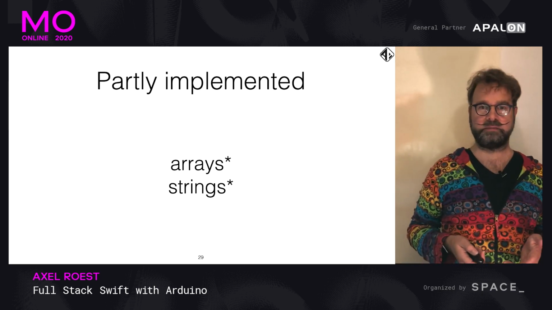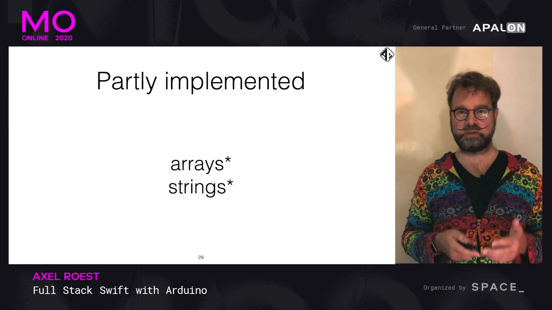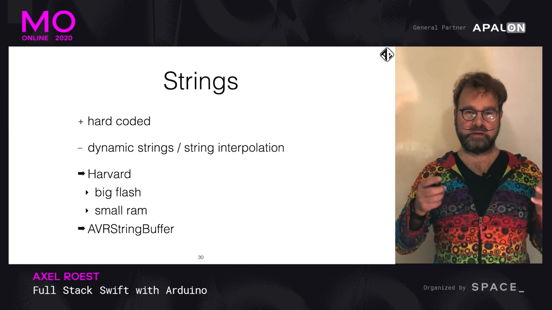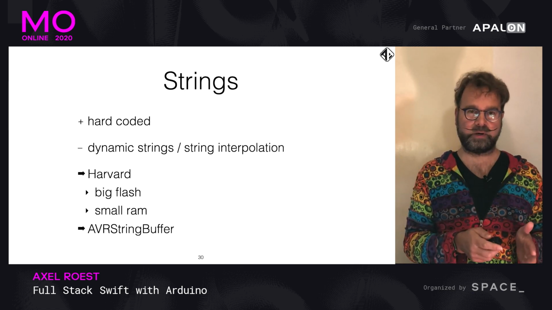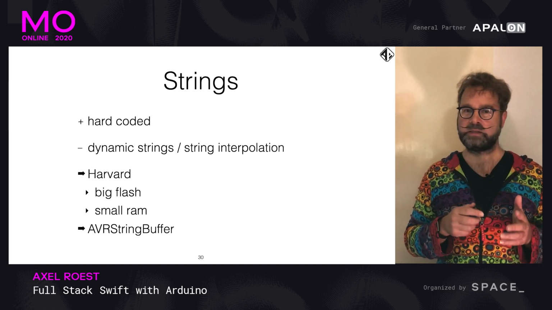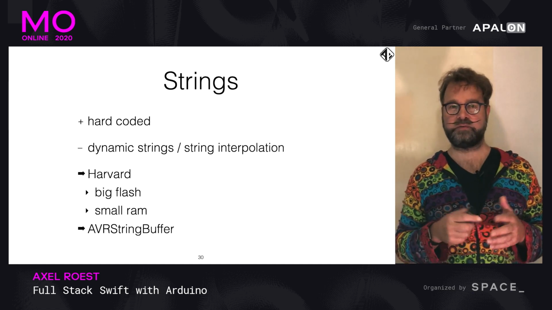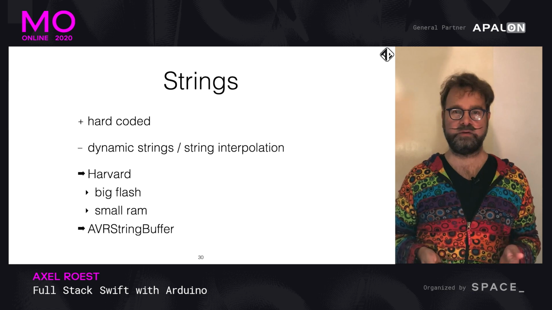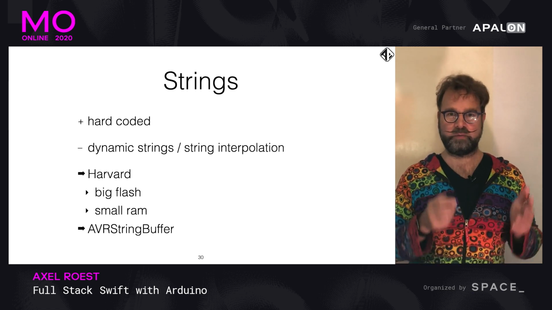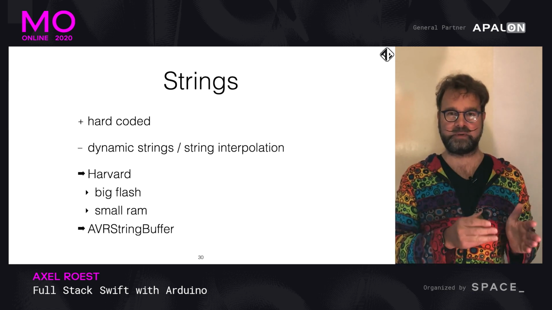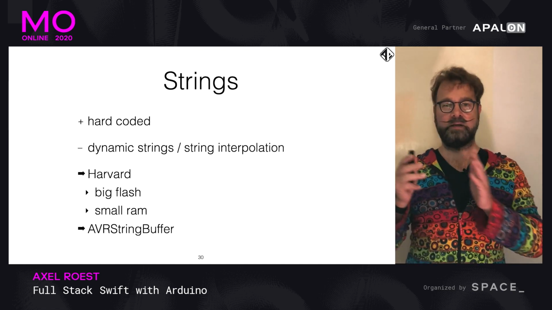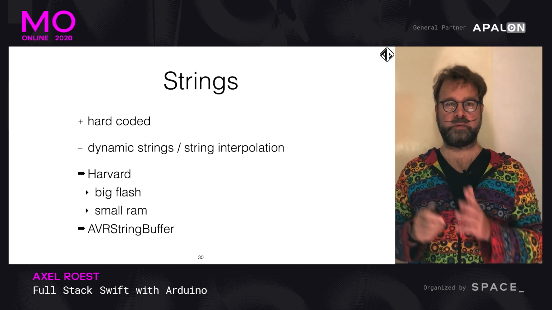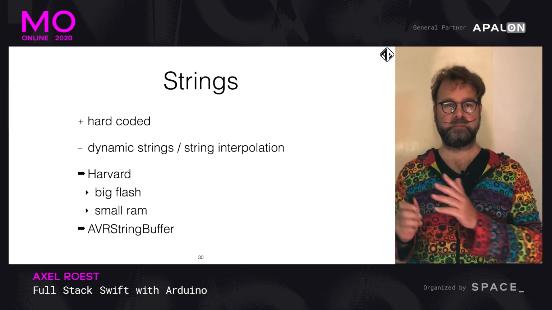And also strings: string interpolation is not supported, and dynamic strings are also not supported, because strings are hard-coded in the program. These little Atmega processors don't have the von Neumann architecture that most real big processors have. They use something called the Harvard architecture, where program space is a completely separate address space from your application data. So your program does not run from RAM. Your program runs from ROM or flash.